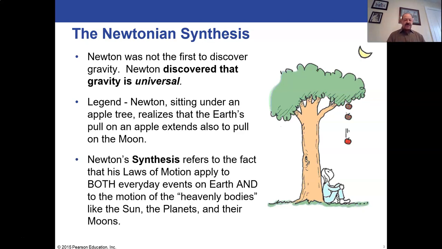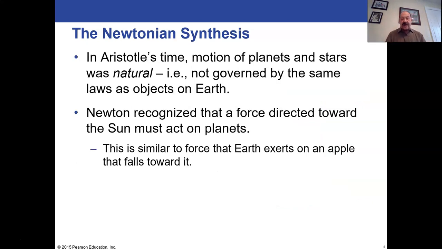So this synthesis refers to how he was able to apply all of his laws, not just to everyday events on Earth, but to the events of the heavenly bodies, the sun, the planets, the moons, even the other stars in the sky. So in Aristotle's time, which is way earlier than Newton, Newton was in the late 1600s, early 1700s, Aristotle was a few hundred years BC. Aristotle believed the motion of the planets and the stars was quote-unquote natural. In other words, it wasn't governed by exactly the same laws as objects on Earth.